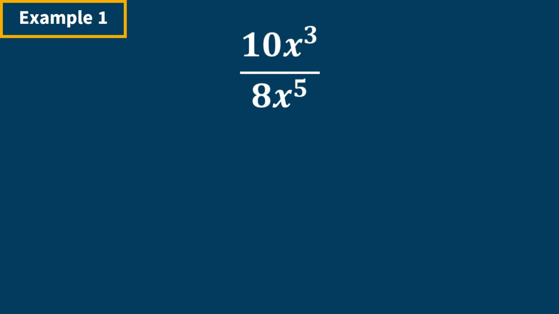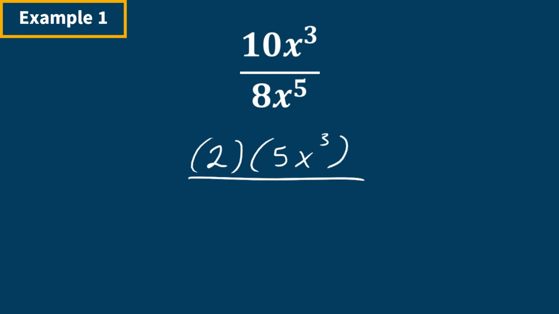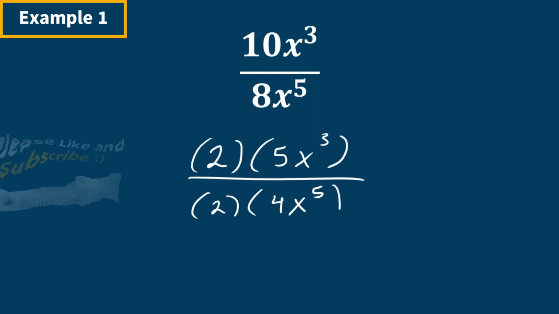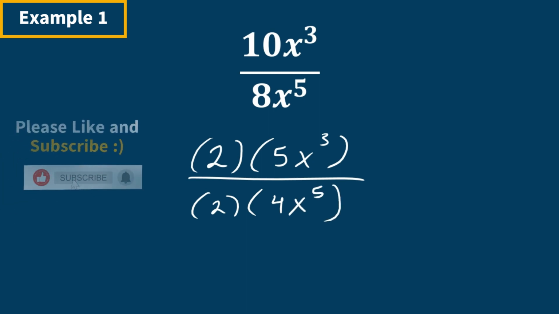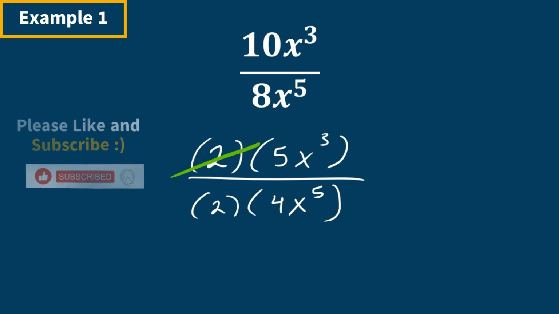So if we're to look at the numbers, first we can factor out a 2 from the 10 and the 8. So let's go ahead and do that. It's going to be 2 times, if we factor out 2 from 10, we'll have 5, and then the x's stay, like that. And then the denominator is going to be 2 times 4x to the fifth. Now what we can do is, since they both have a 2, we can go ahead and cancel those.